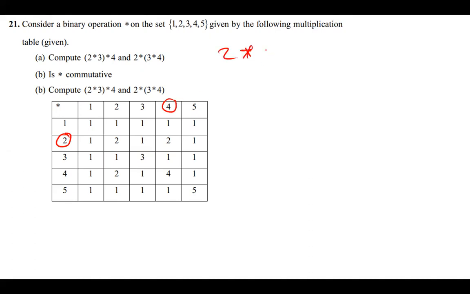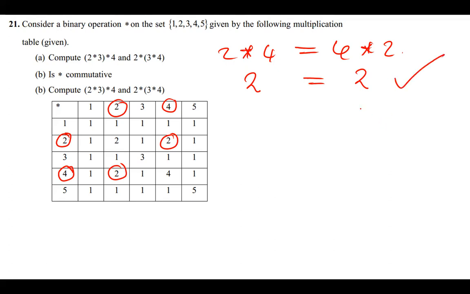So 2 star 4. For this to be commutative, 2 star 4 should be equal to 4 star 2. So we say 2 star 4, the answer is 2. Let us try to find 4 star 2. So 4 star 2, the answer is still 2. So 2 is equal to 2, which makes the condition correct. So we can conclude from just the test that we have made to say this operation is commutative. Yeah, so that's how you can conclude that.